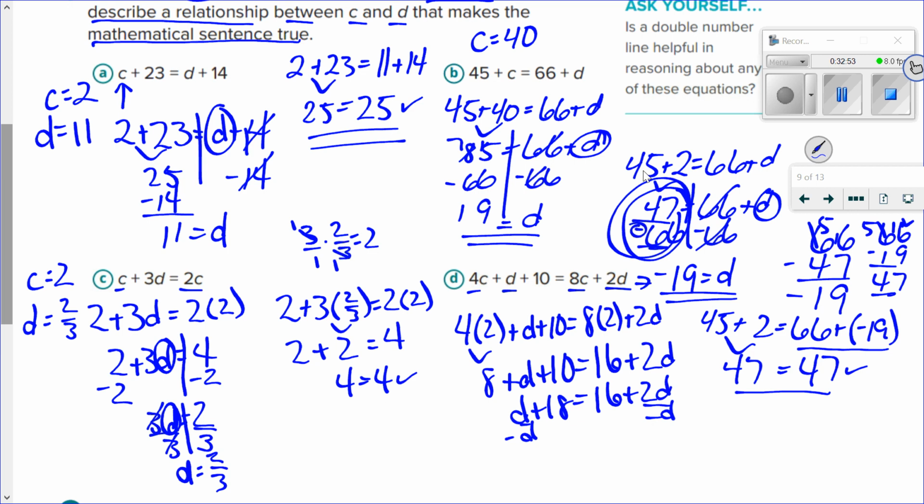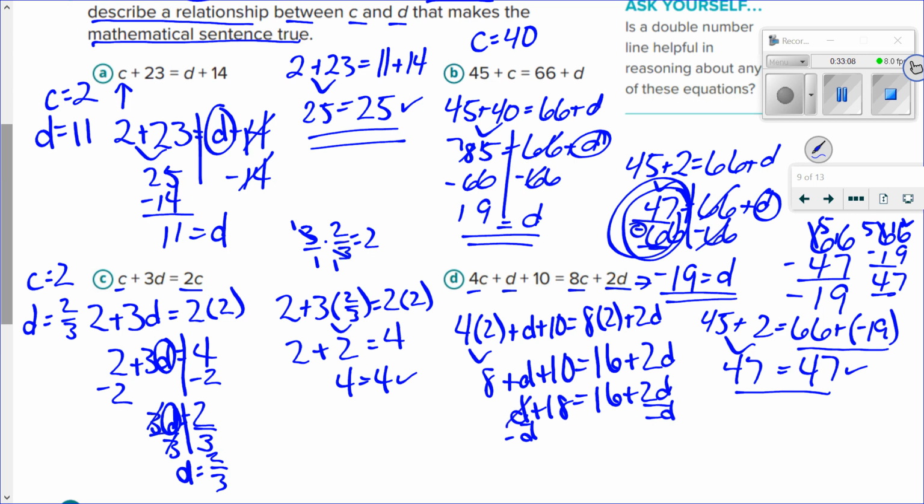What property did I just use? By subtracting D from both sides. Subtraction property of equality, right? Does it matter what number D is? No, because I subtracted that same number from both sides, right?